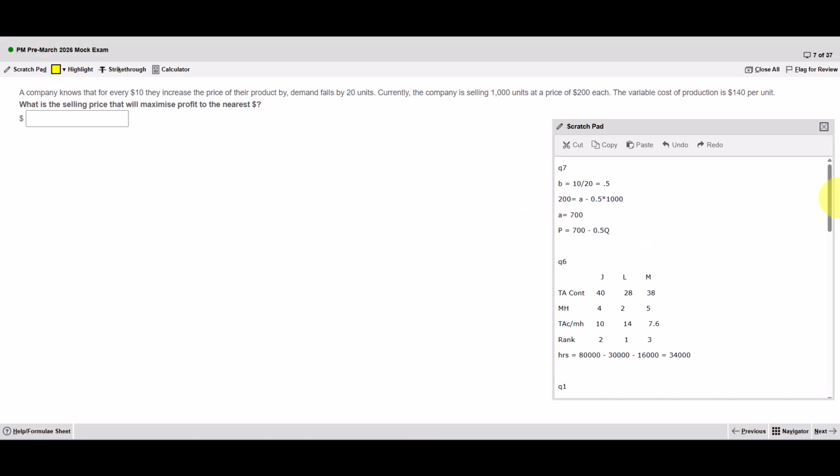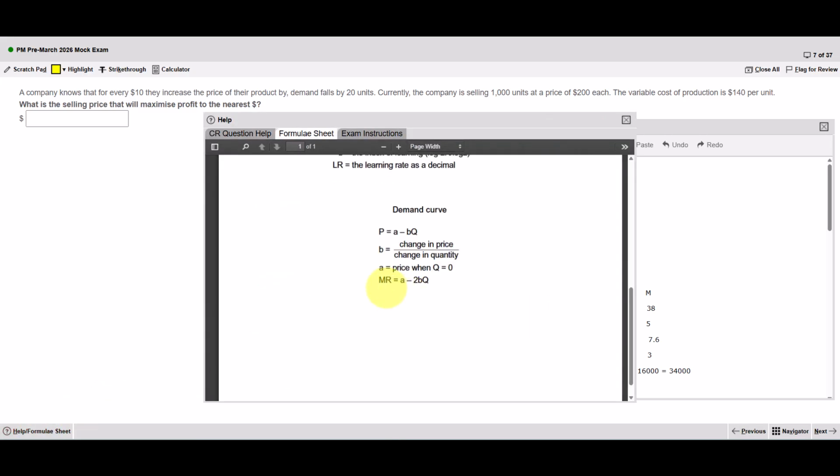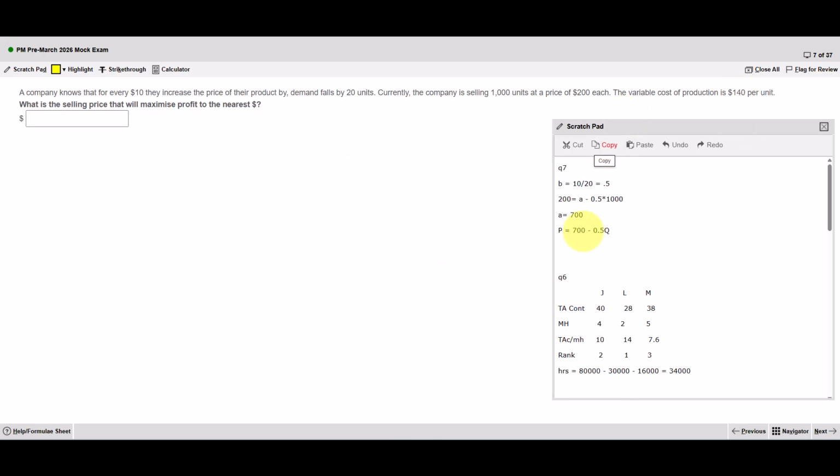In terms of maximizing profit, we use the other formula next, which is this one, MR equals A minus 2BQ. This is the marginal revenue. The marginal revenue is the same as the marginal cost at that optimum point. The marginal cost is the 140 per unit, but the constants A and B are what we've just worked out. So that's the marginal cost of 140 equals A, which is 700, minus 2 lots of B multiplied by Q. When we rearrange that, we end up that Q is 560.